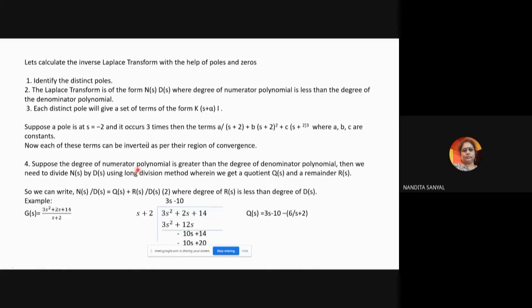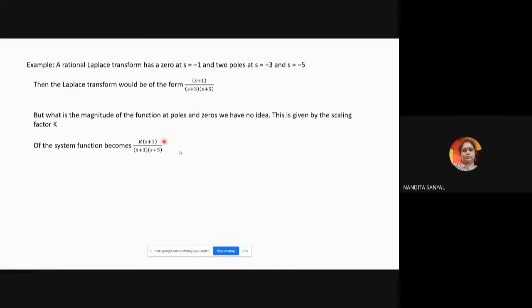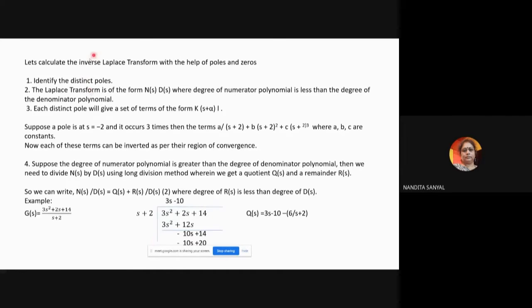Now to calculate the inverse Laplace transform with the help of poles and zeros. To find out the gain, as in the previous slide, we have to consider it in the time constant mode, and then we can find out the gain of the system. That I will do later. So now let's calculate the inverse Laplace transform with the help of poles and zeros.